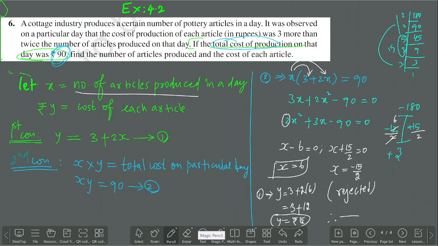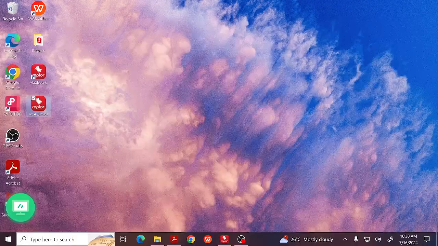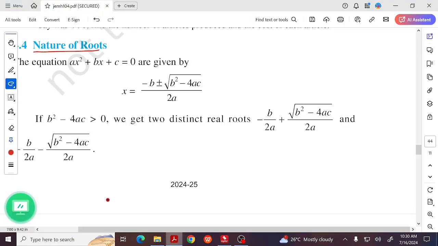Both the values are not equal, but both are real numbers. The rest, minus 15 by 2, is a rational number, but it belongs to the real numbers only, no? But both are not equal. So after solving only, we come to know what type of x value we are getting.